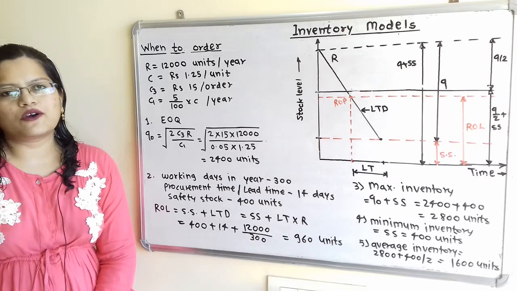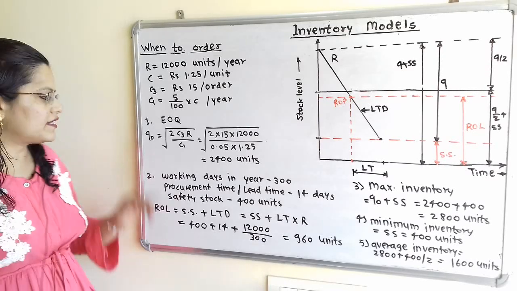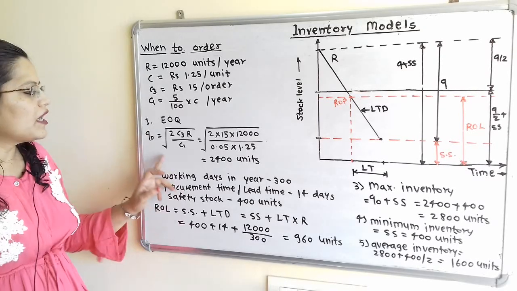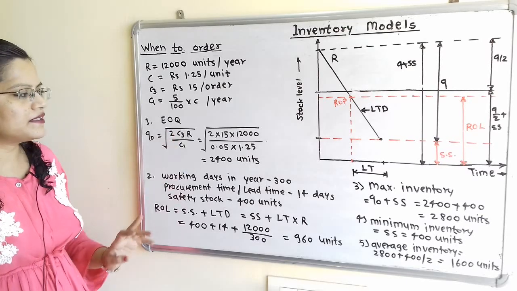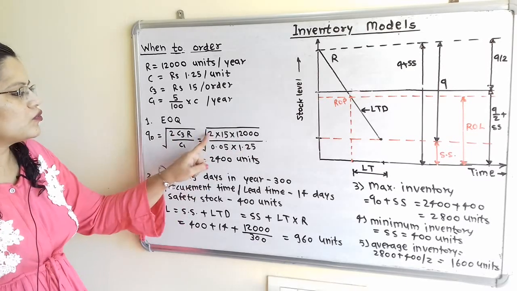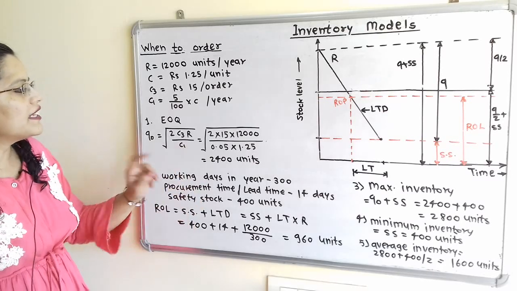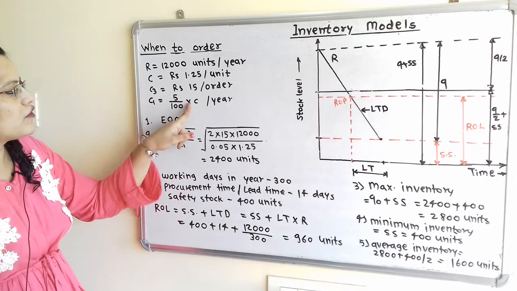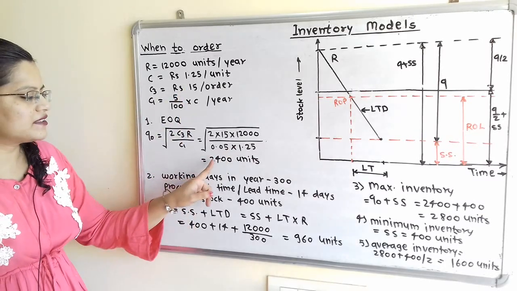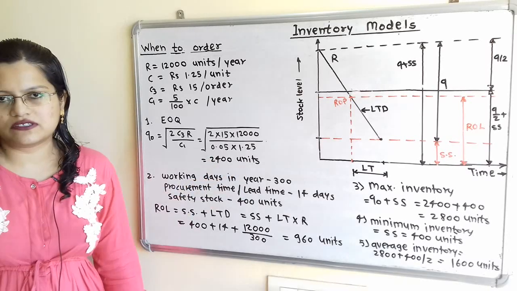Now we have to find out the economic order quantity, that is QO. So what is the formula? Under root of 2C3R by C1. So we will put the values: 2 into 15 into 12,000 divided by C1, that is 0.05 into 1.25. So the answer is 2400 units.